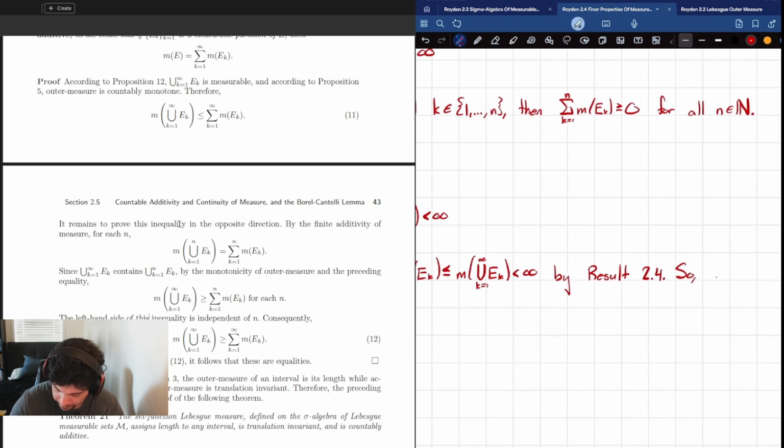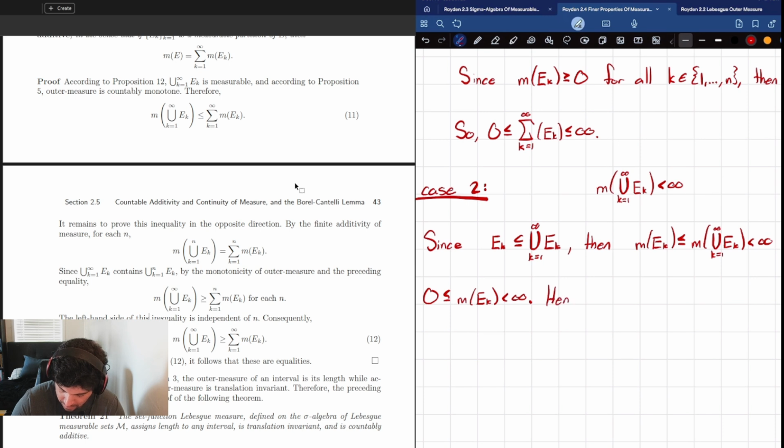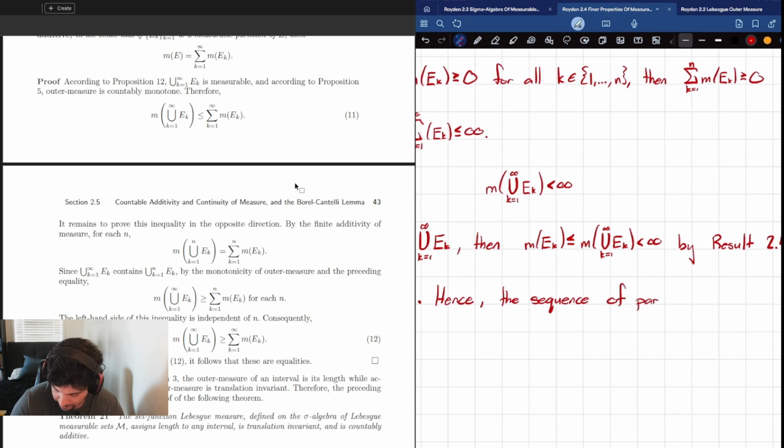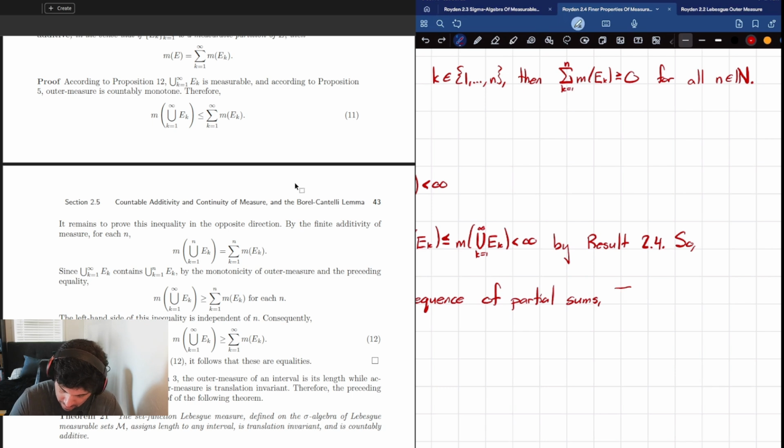So the measure of e sub k is bounded between 0 and infinity, but not containing infinity. Hence, the sequence of partial sums, which is this sequence, is increasing.